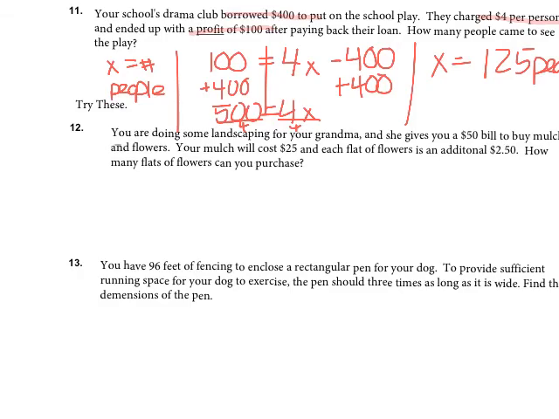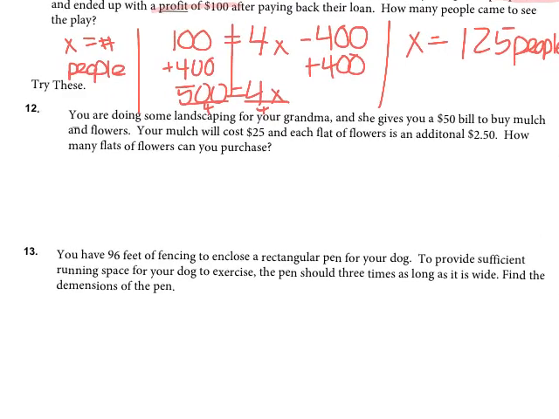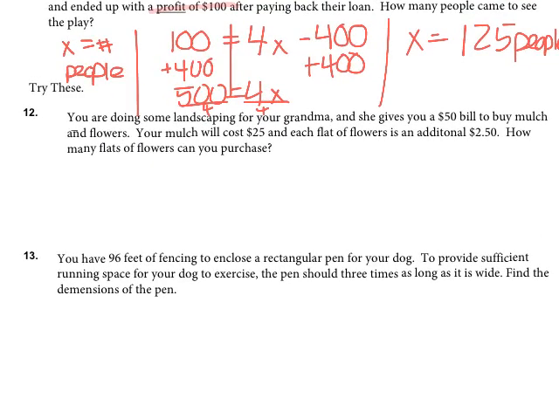Pretty sure it's 30. Okay, let's look at 12. So I'm doing landscaping, right? It wants me to know how many flats of flowers I'm doing, so I'll say x is the flats. So flats of flowers. So how much does Grandma give me total? $50. Remember, I always want my total on one side. So 50 equals, what do you buy for $50? $25.